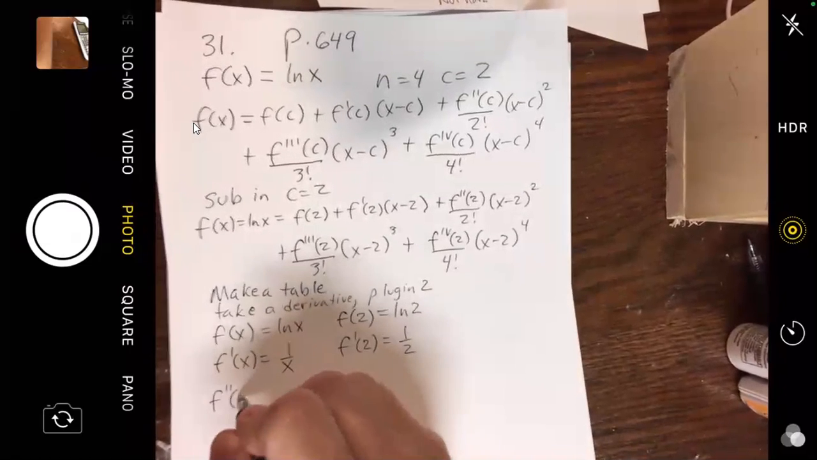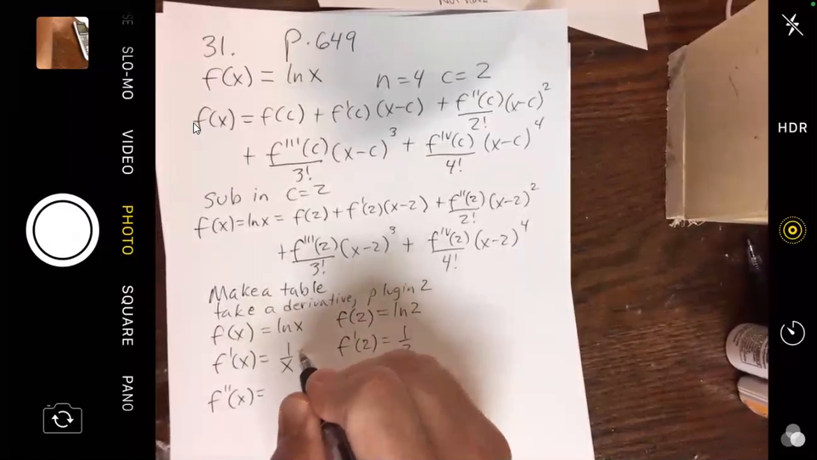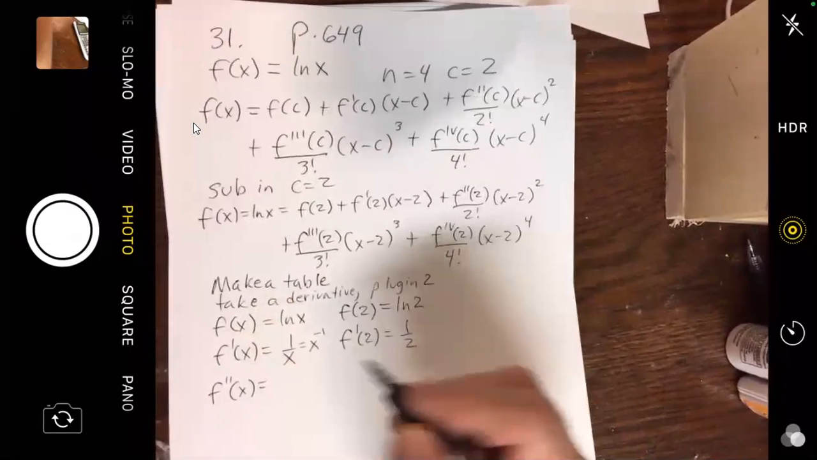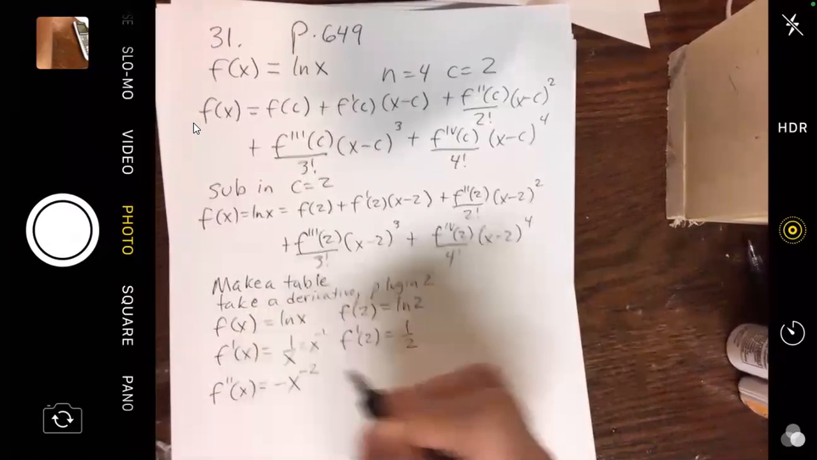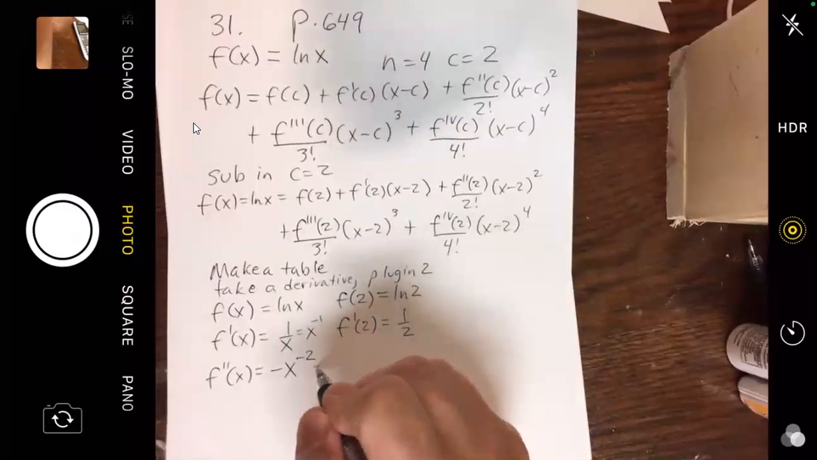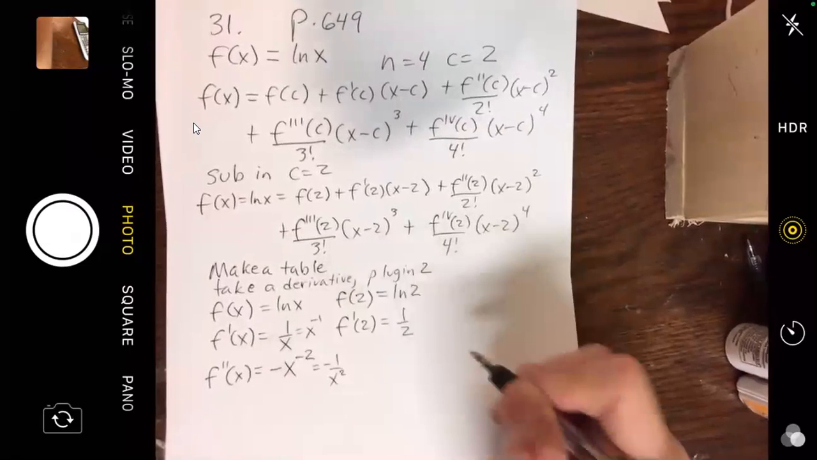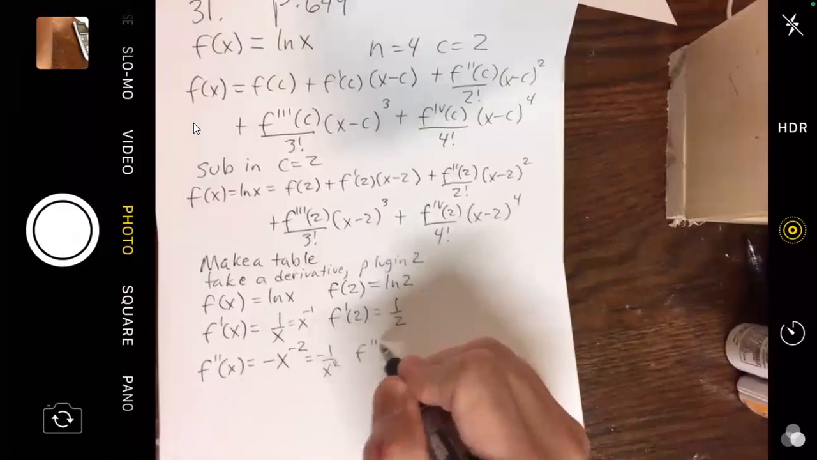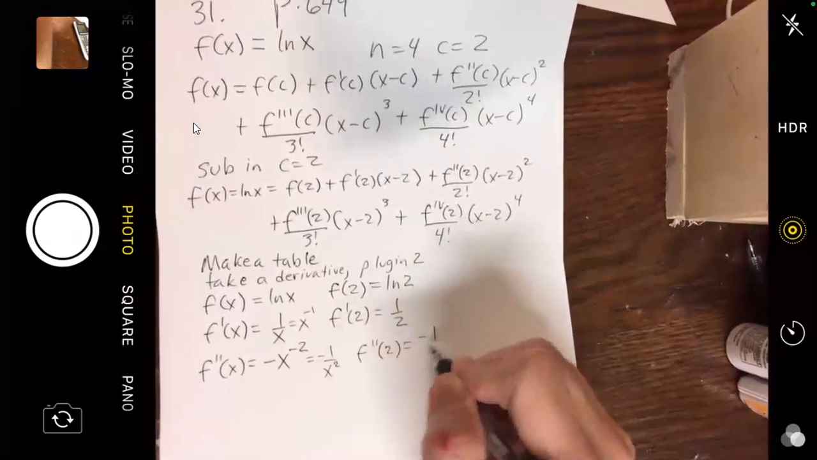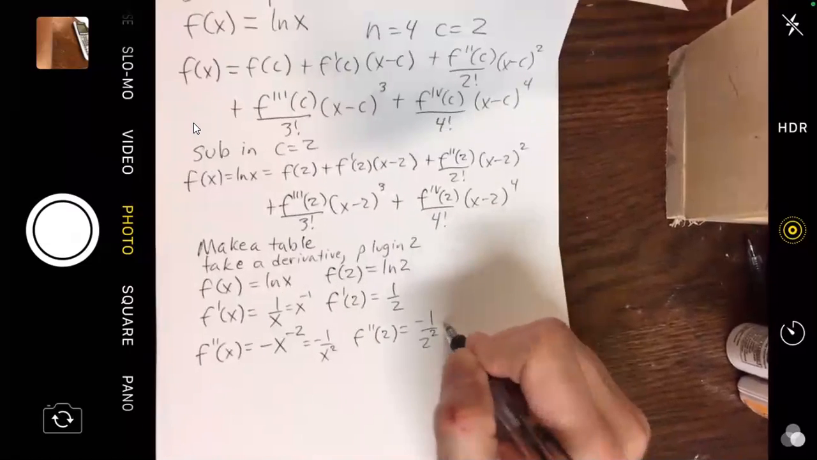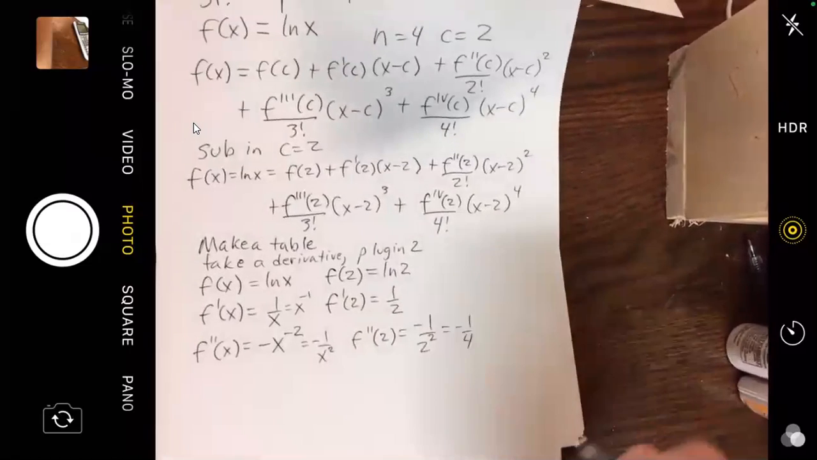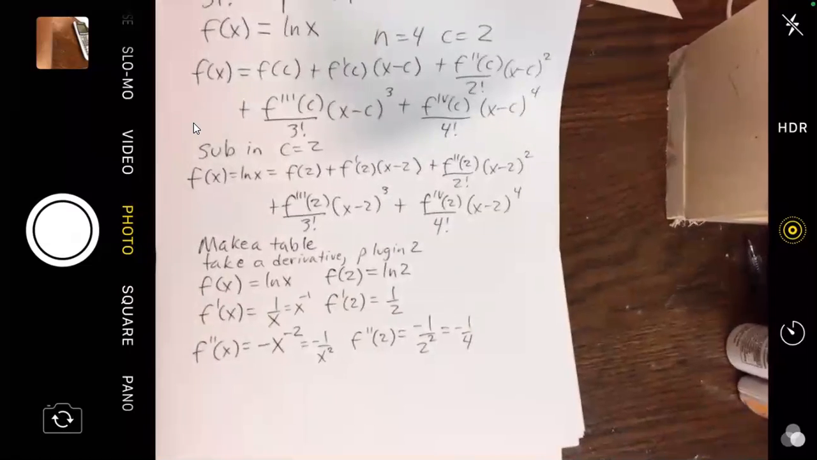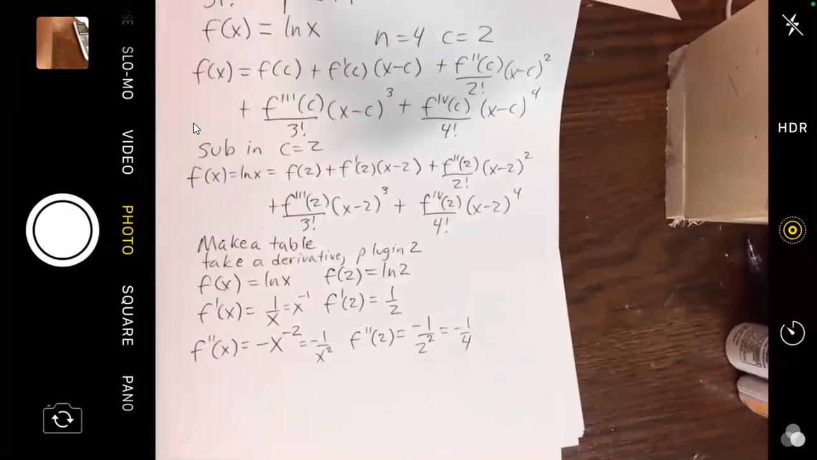f double prime of x, probably helpful if I wrote that as negative x to the negative 2. That'll be negative 1 over x squared. f double prime of 2, negative 1 over 2 squared, negative 1/4. Should I pause for station identification? I'm good up to this point. Anybody else want to ask anything?